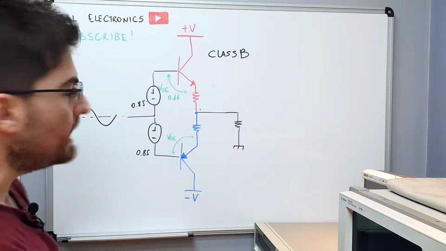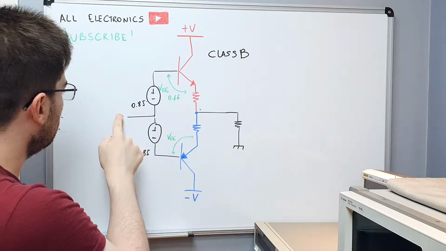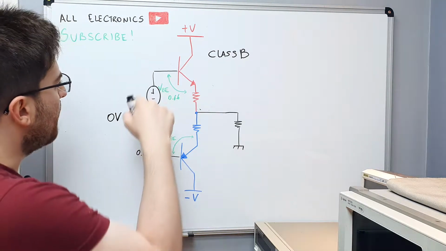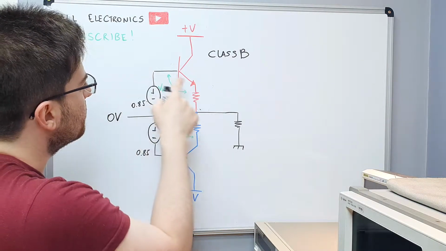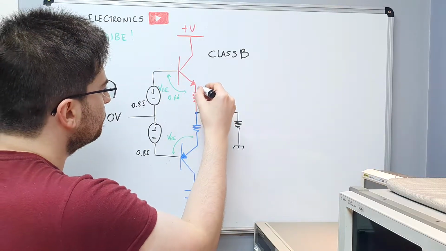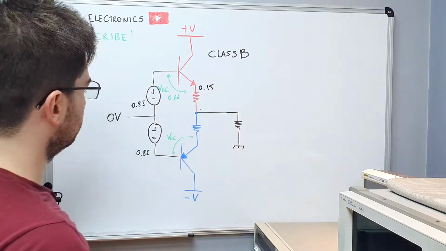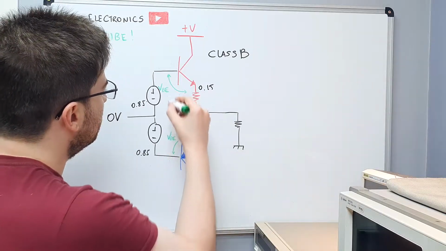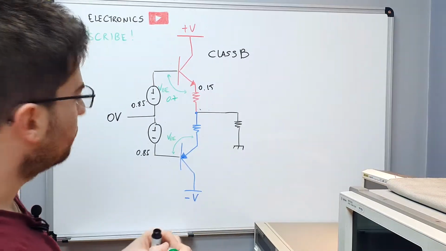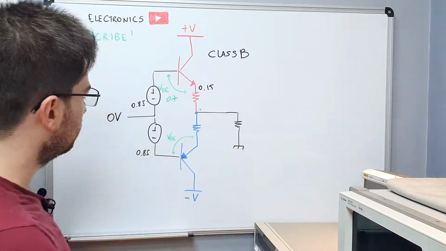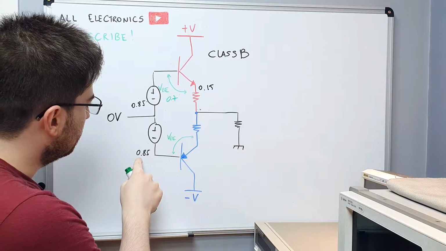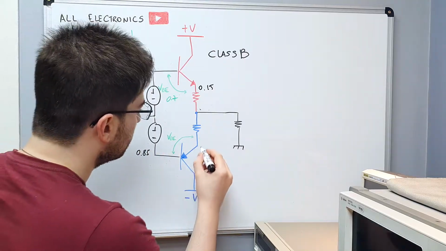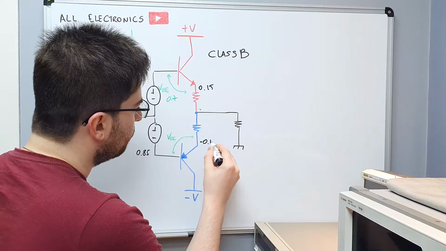Because even with 0 volts here, let's think, if we have 0 volts here, we have 0.85 here, minus 0.7, we have here 0.15 volts. Okay, standard VBE for development is 0.7 or 0.65. On the negative side, we have negative 0.85 here plus 0.7. We have here negative 0.15.